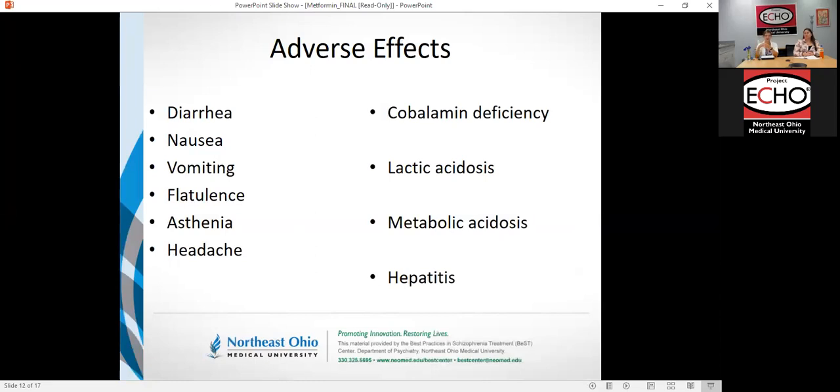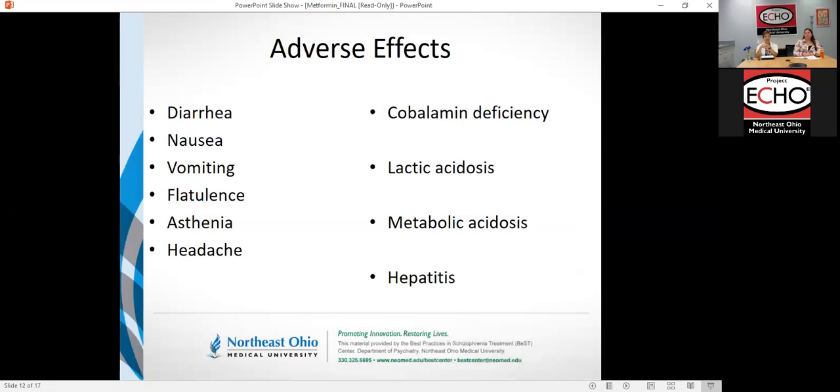On the more severe side, there are a few things to keep in mind. It can cause vitamin B12 or cobalamin deficiency. This seems to be related to metformin impairing the intrinsic factor. So the vitamin B12 actually needs intrinsic factor to be absorbed, and metformin seems to interfere with that, and that may be part of how it interferes with some of the glucose being absorbed as well. So with long-term use, it is recommended to be watching for vitamin B12 deficiency. So as we talk about our monitoring, that's one thing to keep in mind.